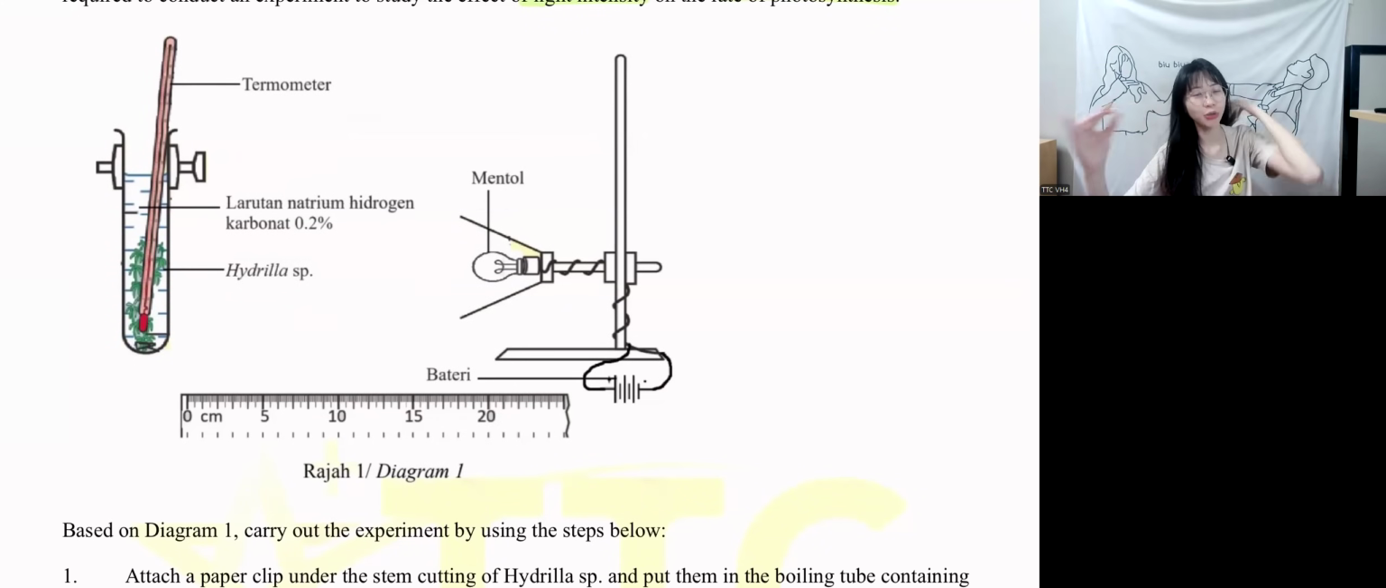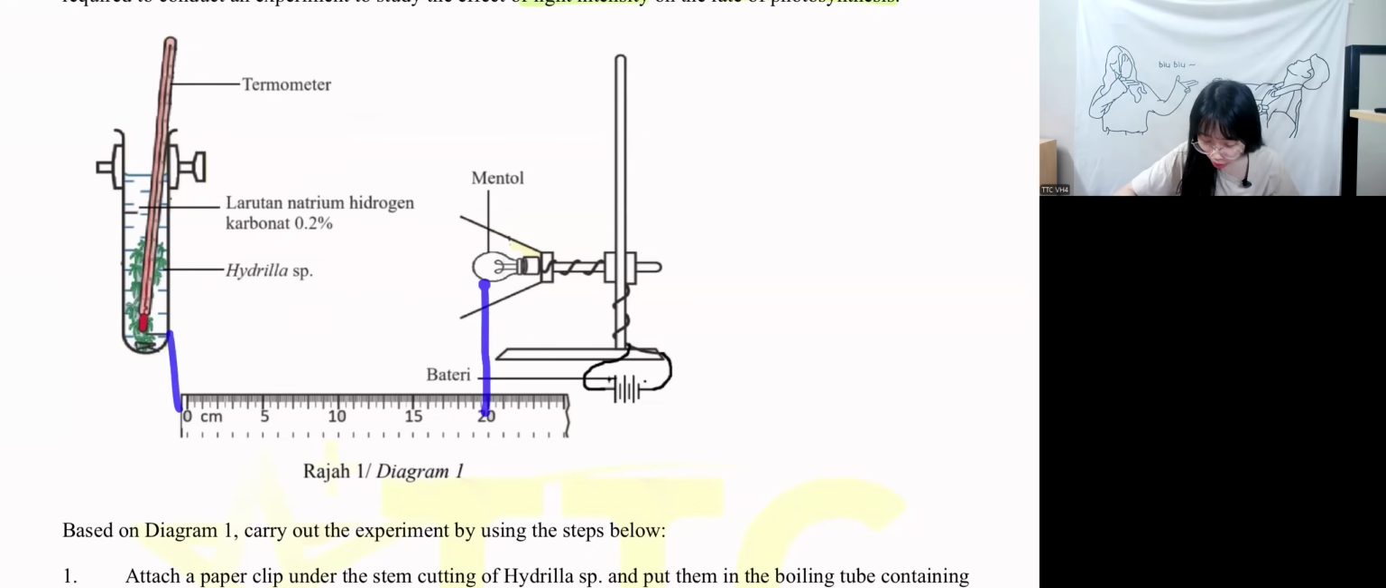Okay, and then your light has to face towards the plant. The distance usually starts from the plant, or from the boiling tube, all the way to your light source, the light bulb, not the rheostat, the light bulb. This is your distance, about 20 cm. So you're going to put it like that.